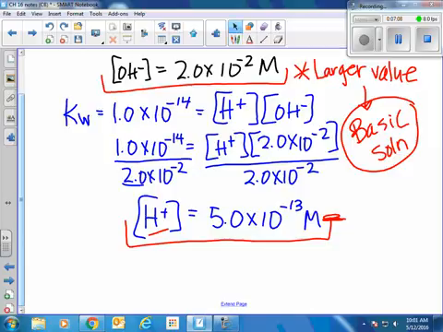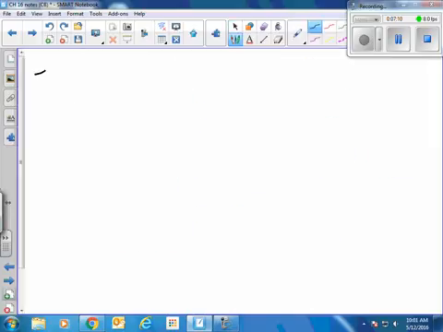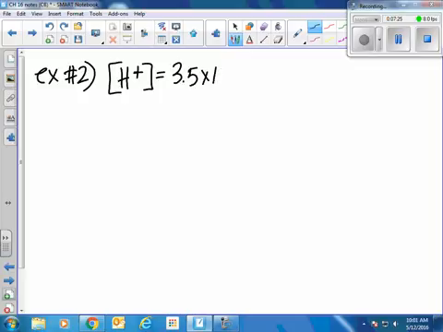Okay, let's do another example. We're going to do 4 examples. So example number 2. I am this time going to give you the hydrogen ion concentration. Okay, and now what I'd like you guys to do is I want you to find the pH. Now this is going to be pretty simple, but we just have a new significant figures rule that I want to talk about.